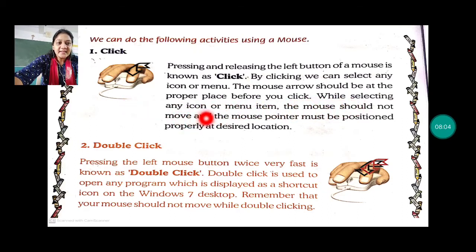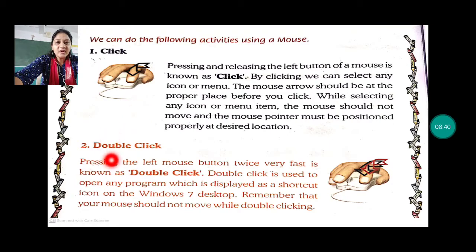While selecting any icon or menu item, the mouse should not move and the mouse pointer must be positioned properly at the desired location. Now जब भी आप अपनी स्क्रीन पे, कंप्यूटर स्क्रीन पे कोई प्रॉपर फंक्शन सेलेक्ट करना चाहते हैं, so make sure that your pointer is properly placed on that icon or that function, okay? And then only this click will function, okay? Then only this mouse will have the proper click.